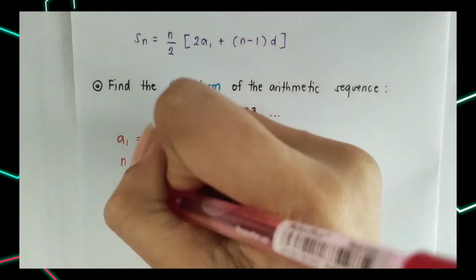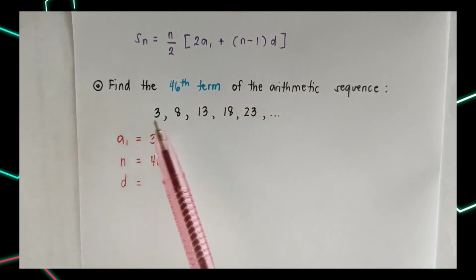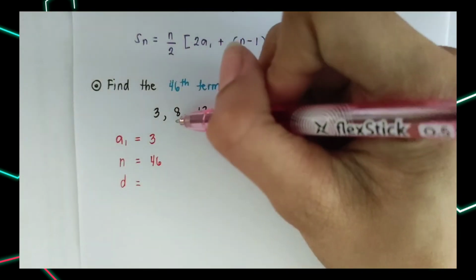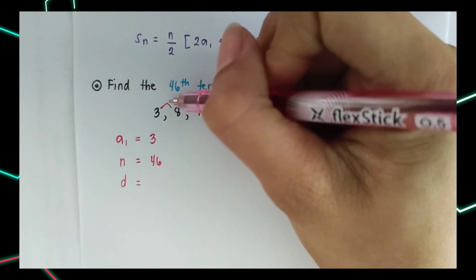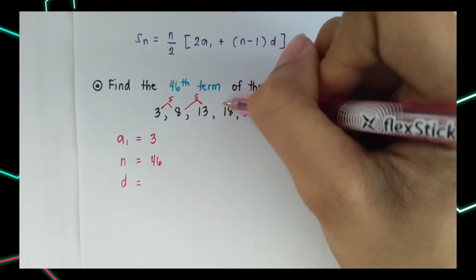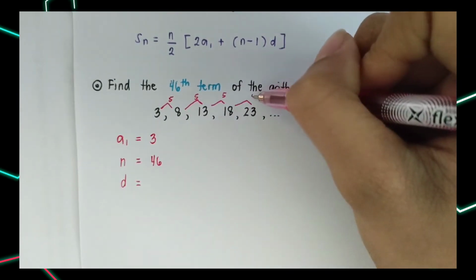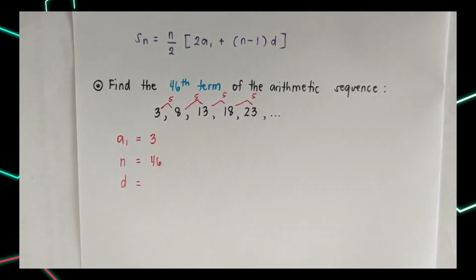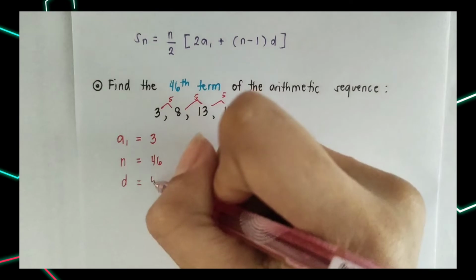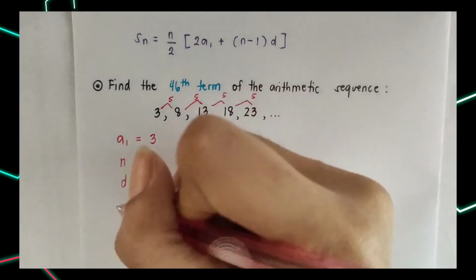Next, d. And d stands for the common difference. And just like what I've told you, to get the common difference, we will subtract the first term from the second term. So 8 minus 3 is 5. 13 minus 8, 5. 18 minus 13, this is still 5. And then 23 minus 18 is 5. Meaning to say, their common difference is 5. Can you follow?